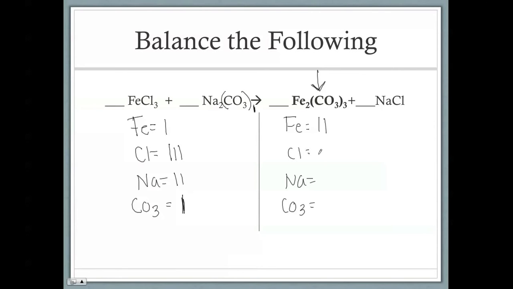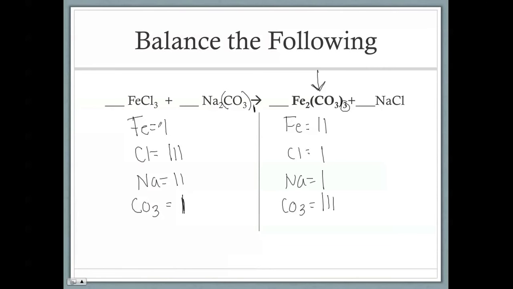On the right, I have 2 iron. I have 3 CO3s. We're not going to multiply or add these together at all. We're only looking at this 3. I have 1 sodium and 1 chlorine. So I'm going to start off with my metals. My iron and sodium right now are incorrect. So I'm going to work with iron first. We have 1 on the left, 2 on the right.